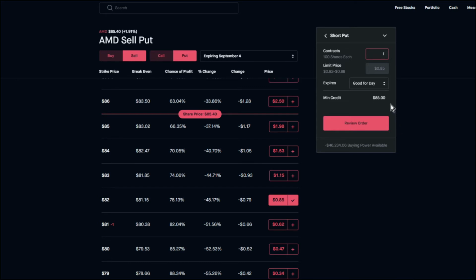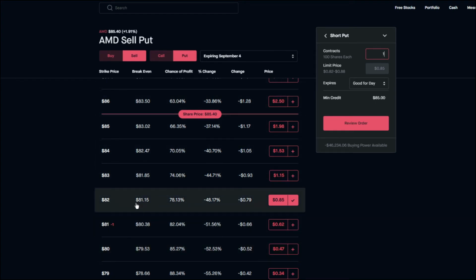All right. So the minimum credit right off the bat when you're selling a put is the premium, right? Which is 85 cents times 100, so $85. But they're going to take $8,200 as collateral for selling this put. As long as the stock doesn't drop below that price, they're going to return that collateral once the contract expires worthless.